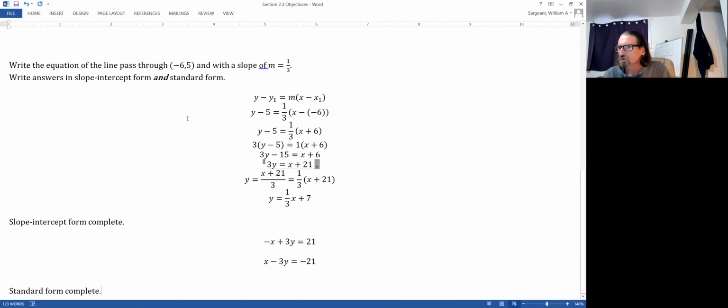And so I started with point-slope because this was not the y-intercept. I know that because x was not 0. It was -6. Would it have been possible to still start with the y equals mx plus b slope-intercept form and solve for b? We're going to try to address that in class tomorrow.